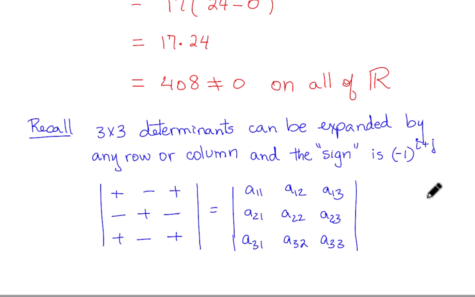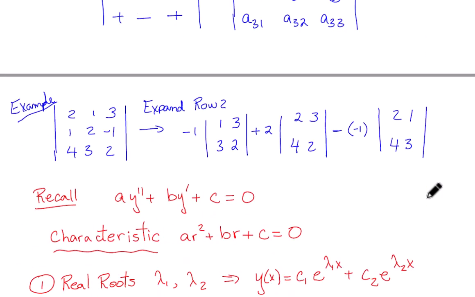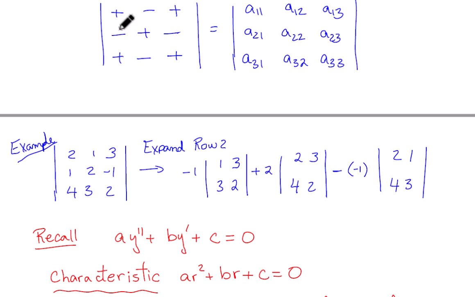So as an example, I've got a 3 by 3 determinant here, and let's say I wanted to expand by row 2. All right, well, looking at row 2 here, let's scroll up just a little. So row 2, the positions are minus, plus, minus. And so the position here for the 1 is minus 1. You cover up the column and row that it's in, and you're left with 1, 3, 3, 2.